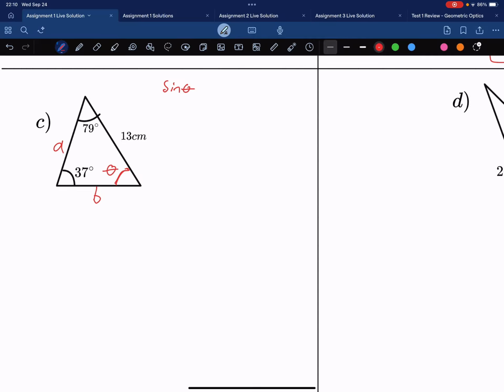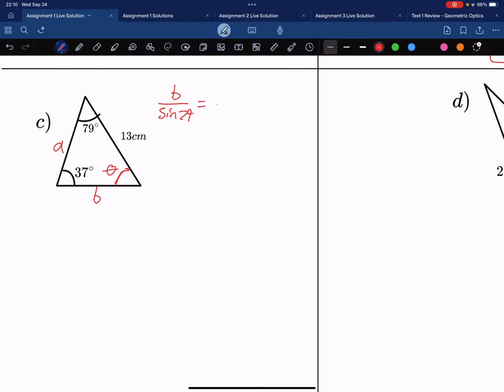Actually, I can't. I don't know enough. I won't be able to. I'm going to look for side B first. Side B, the opposite angle is sine over 79.